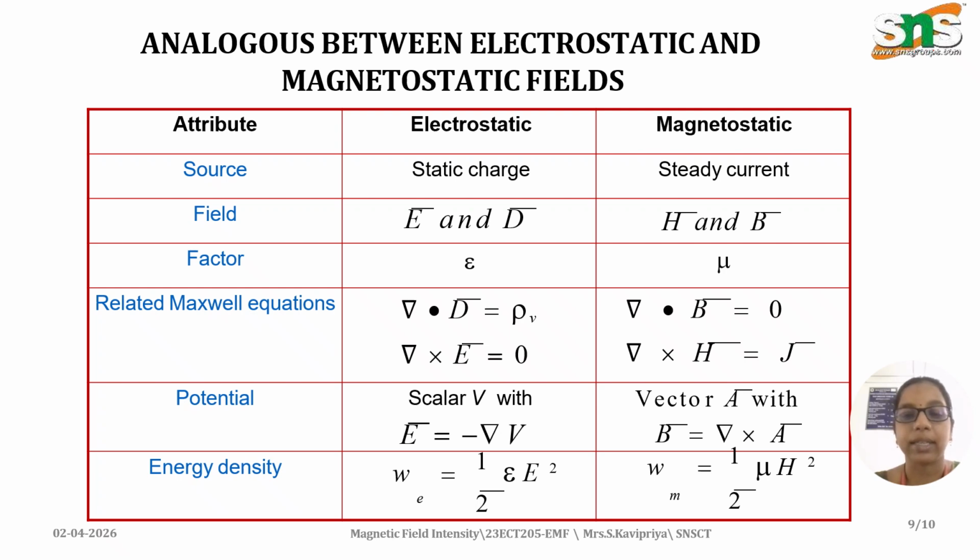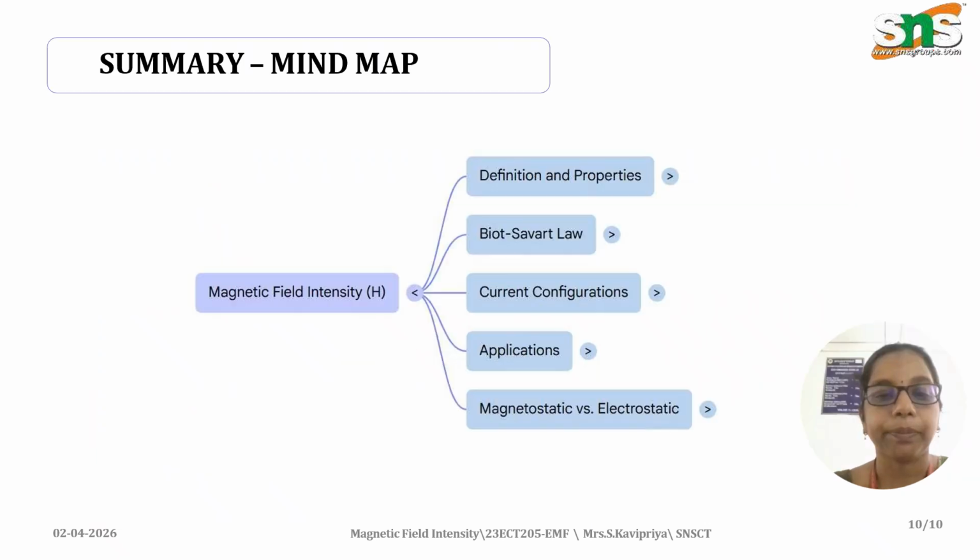Potential in the electric field is the electric scalar potential, E is equal to minus del V, where V is the potential difference. Whereas in the magnetic field, it is the magnetic vector potential, B is equal to del cross A, where A is the vector magnetic potential and V is the electric scalar potential. Energy density in the electric field is 1 by 2 epsilon E square, whereas in the magnetic field, it is 1 by 2 mu H square.